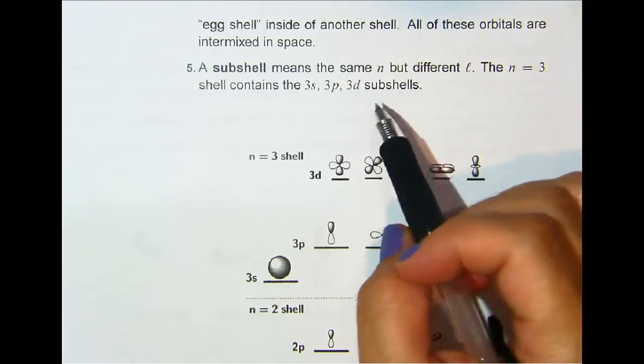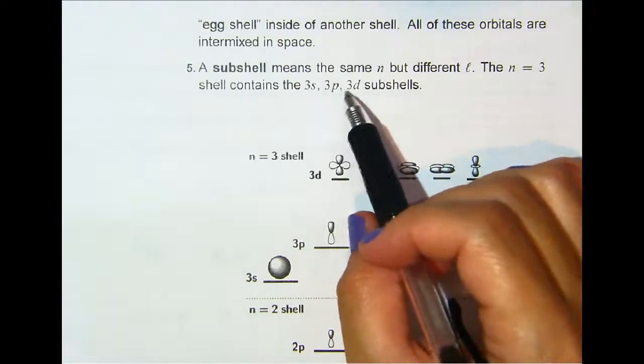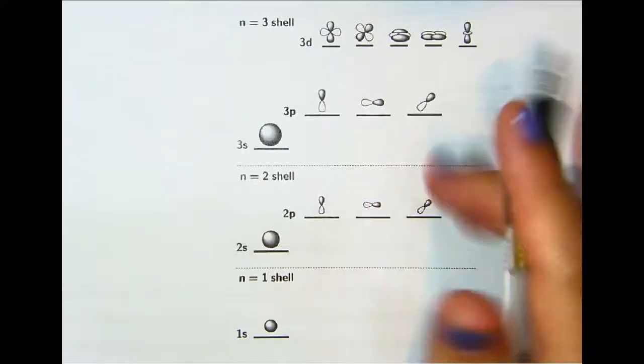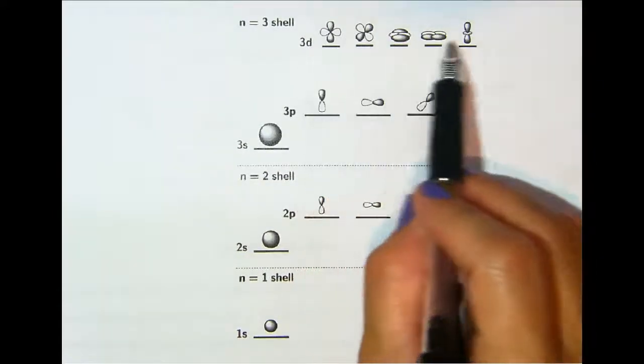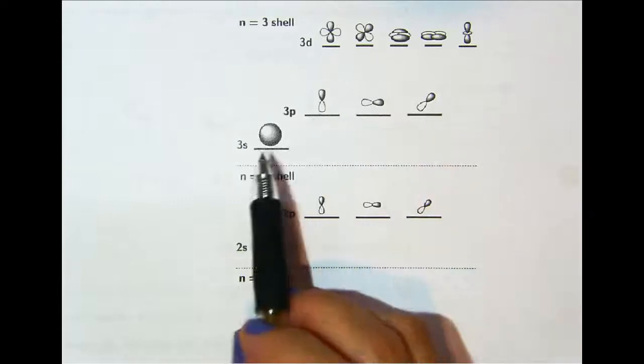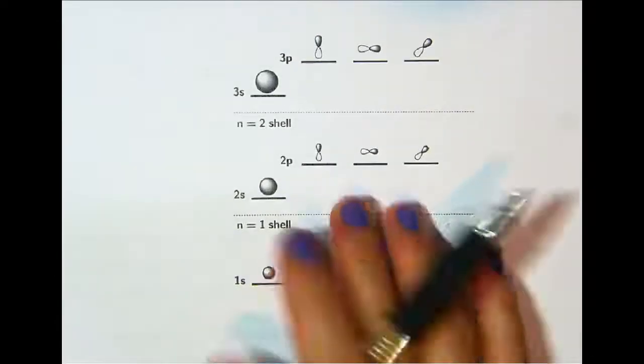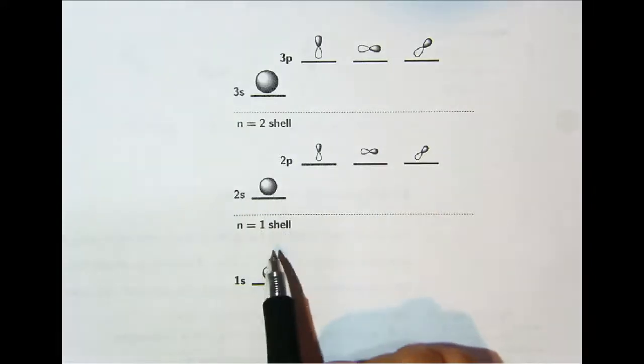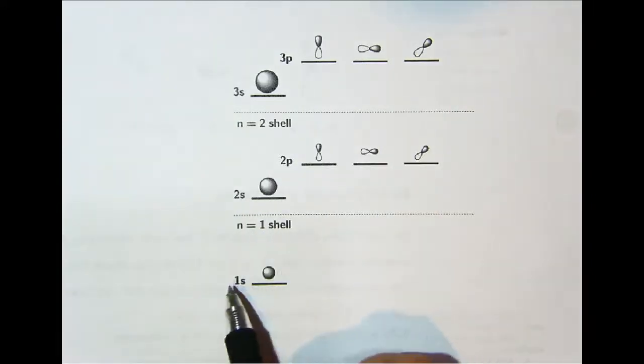The n equals 3 shell contains the 3s, 3p, and 3d subshells. So here, if n is equal to 3, you can have the 3d subshell, the 3p subshell, and the 3s subshell. In the n equals 2 shell, there's a 2p subshell and a 2s subshell, and in the n equals 1 shell, there is only a 1s subshell.